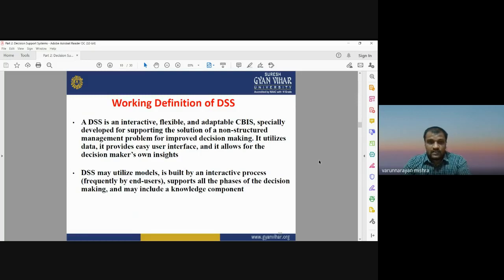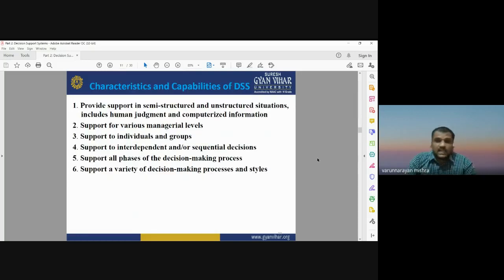Now, moving to the next slide. What are the characteristics and capabilities of DSS? The first characteristic of DSS is that it provides support in semi-structured and unstructured situations. It includes human judgment and computerized information. It supports various managerial levels, individuals and groups. It supports interdependent and sequential decisions. It supports all the phases of the decision making process, and also supports a variety of decision making processes and styles.